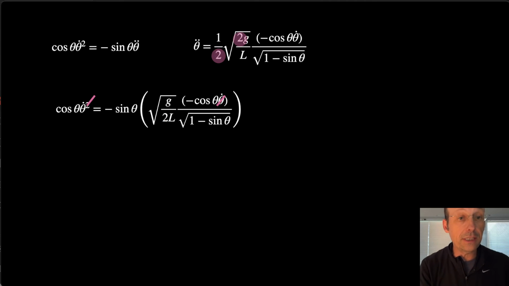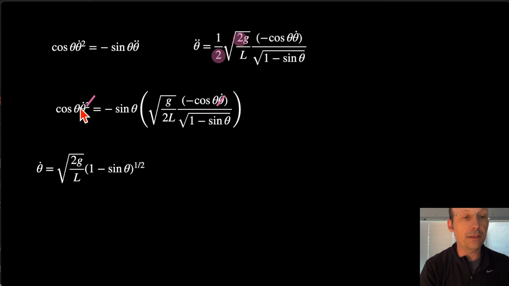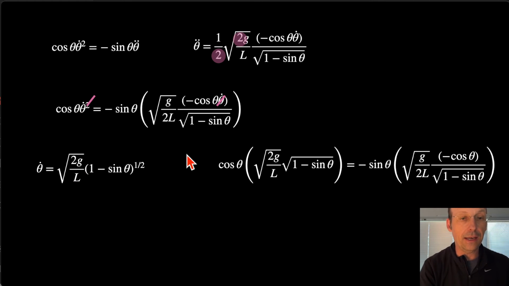Now, you'll notice that I have a theta dot and a theta dot squared. So this theta dot cancels with that squared. So I don't have a theta dot over here, and I only have 1 over there. And then this was my expression for theta dot. If I put in this for theta dot, I get this.